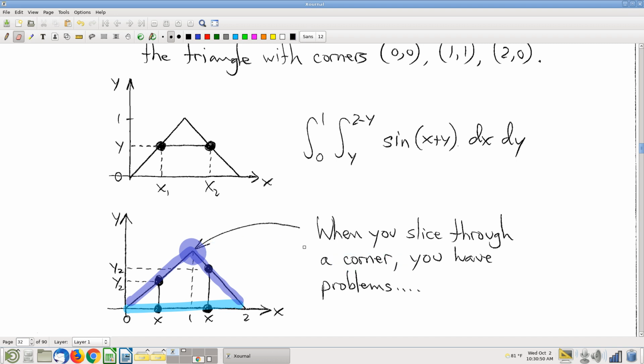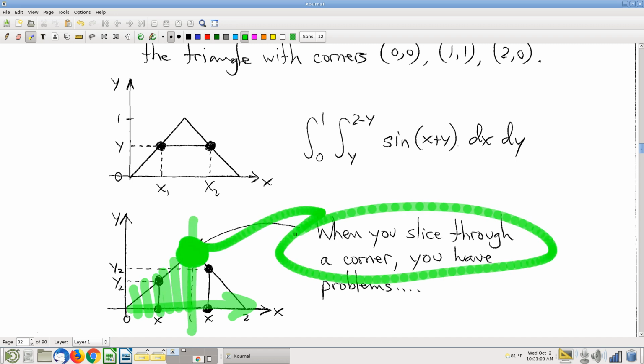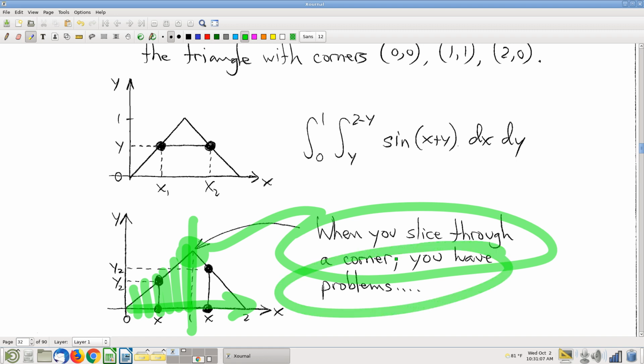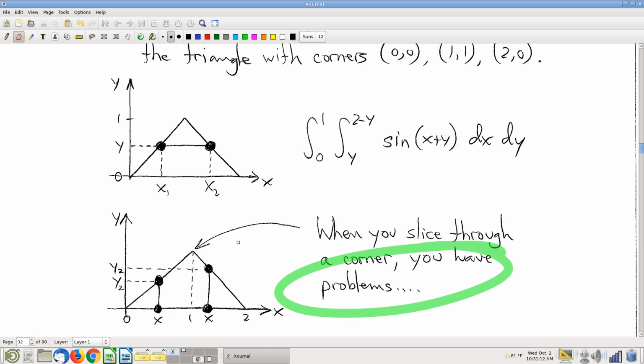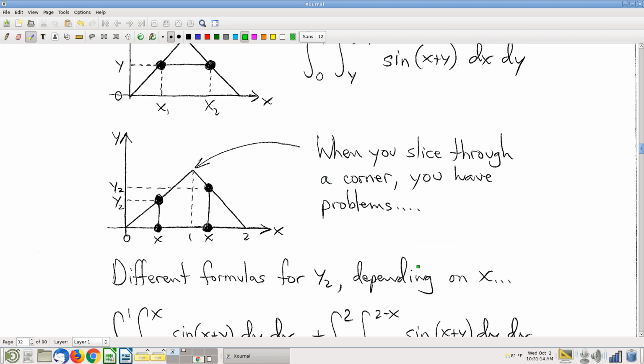Right? I mean, the earliest opportunity that you have for seeing this as being a problem is looking at your x slices as you slice. When you slice through a corner, you're going to have a problem down the road. Okay. So now let's see exactly how ugly does this get.